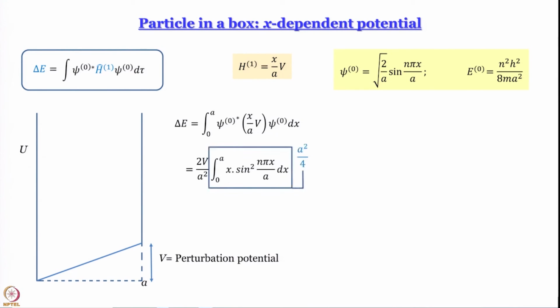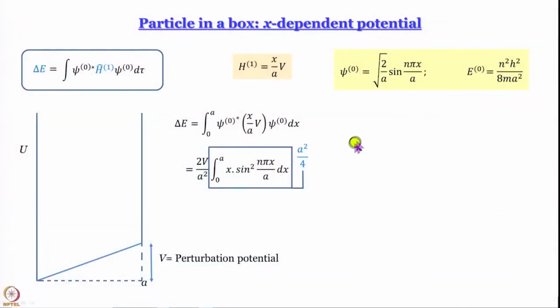So we are going to just put the value from the compendium. The value of the standard integral turns out to be A square by 4. So the value for delta E that we have is 2V divided by A square multiplied by A square by 4, that turns out to be V by 2. So you see how simply, how easily we have been able to find out the value for the first order correction to energy of the system even without working out what the wave function actually is.